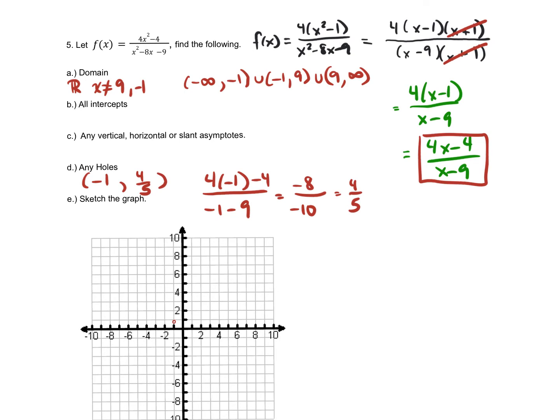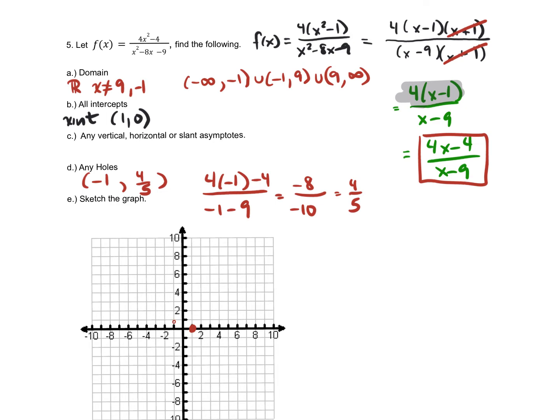Now as far as some of the other things, intercepts, let's start with the x-intercept. The x-intercept is what makes the top 0 when in lowest terms. So if I look at my lowest terms, my top is 4 times what minus 1 is 0? Well, I can kind of ignore the 4 because 4 is just a number. It's never 0. What number minus 1 is 0? It would be 1. So I have an x-intercept at 1, 0. Okay? So I can put that on my graph down here. That's pretty easy to see. That's going to be there.